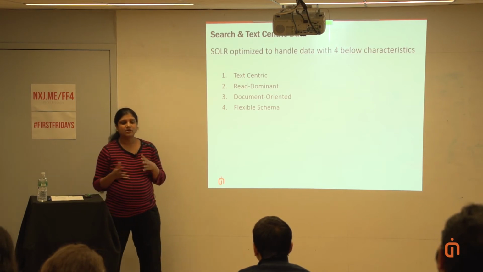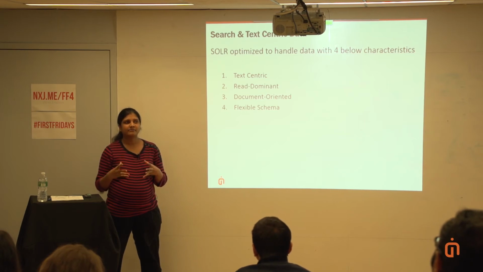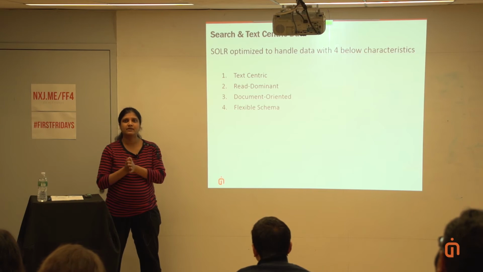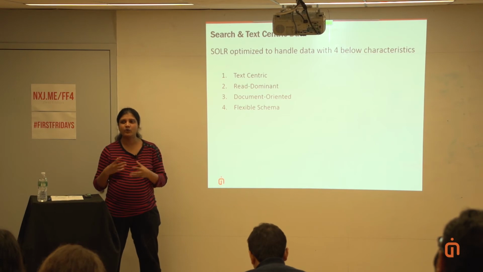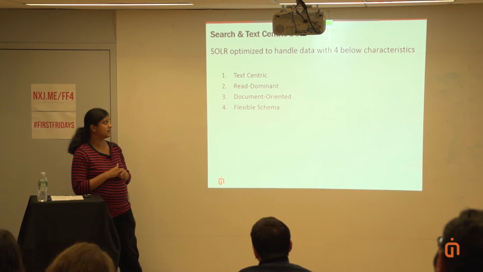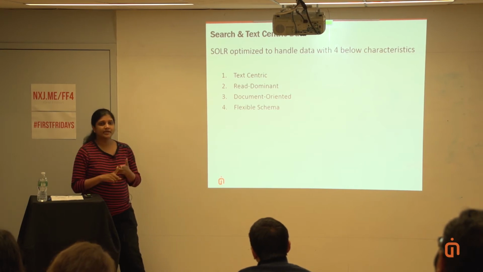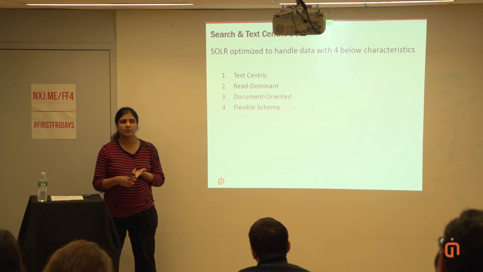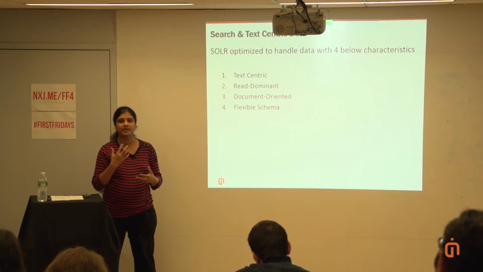Now as I talked about, search is very focused on text centric data. It is not just product information and numeric representations and dates. It has big text information, and that is why knowing about text centric data and how we process it using SOLR is important. SOLR is optimized to work with text centric data and is also read dominant. When it comes to search, more than pushing information into the index, what happens more commonly is getting the data out of the index. That is why we call it read dominant.